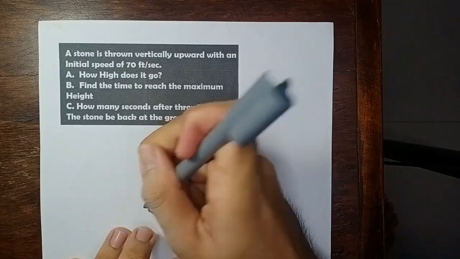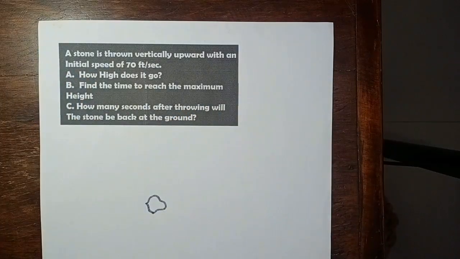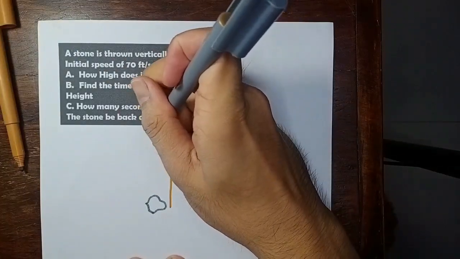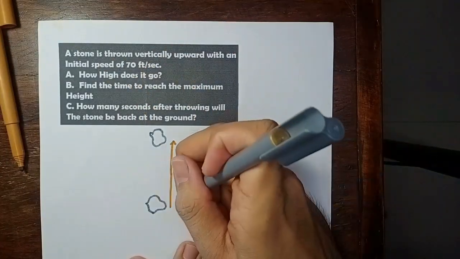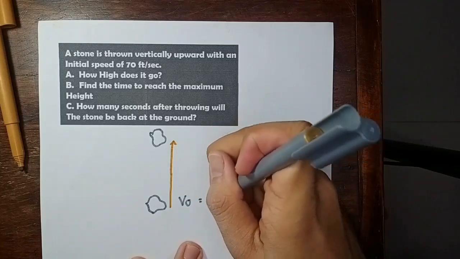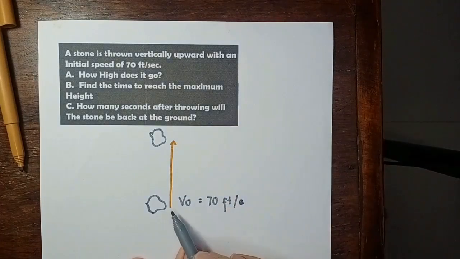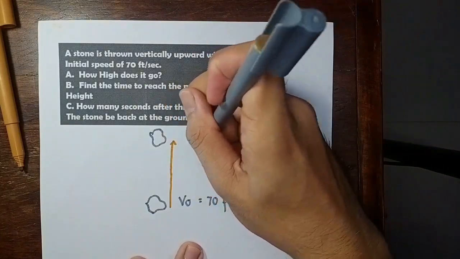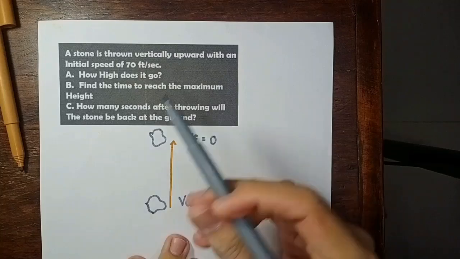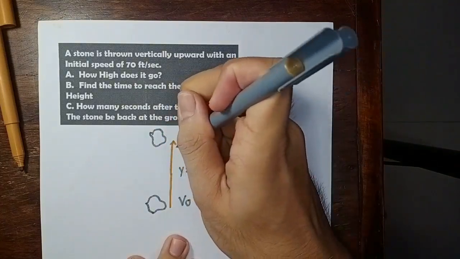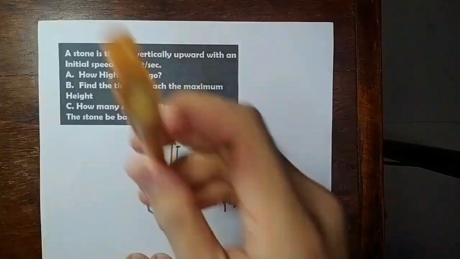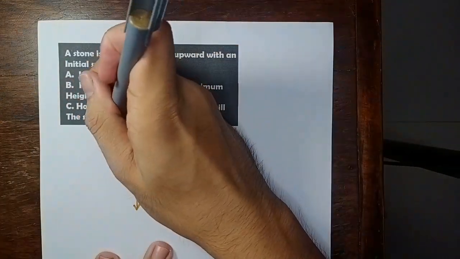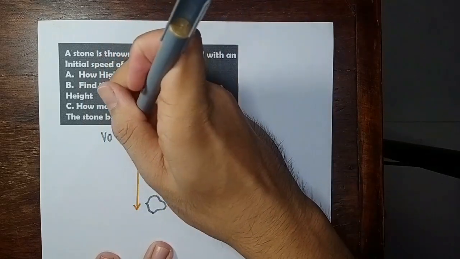For the illustration of the problem, we got a stone which is thrown vertically upward. It has an initial velocity of 70 feet per second. When an object reaches its maximum height, it will come to a certain stop or rest, which means its final velocity will be 0. And for its downward movement, since it started from rest, its initial velocity will be 0.